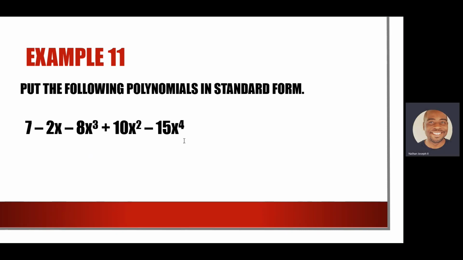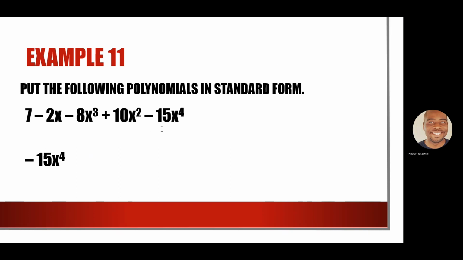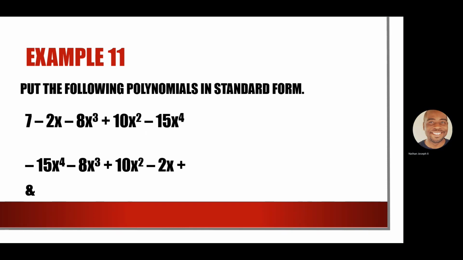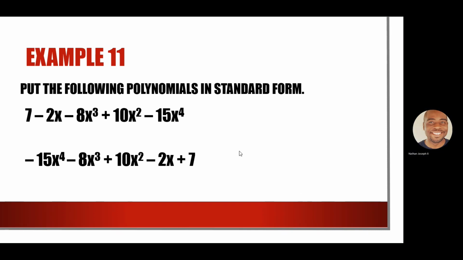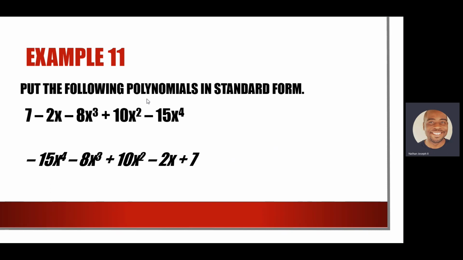All right, this is what you should have. Your leading term should be negative 15x to the fourth power minus 8x cubed plus 10x squared minus 2x plus 7. Remember, when arranging an expression in standard form, your exponents must be arranged from greatest to least. So we have 4, 3, 2, 1, 0.